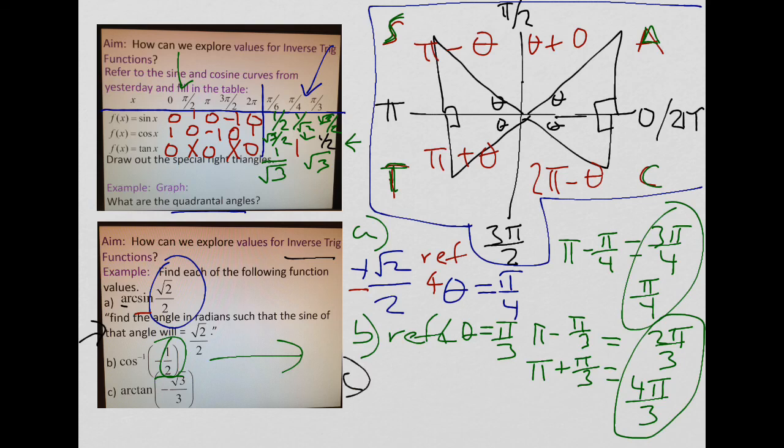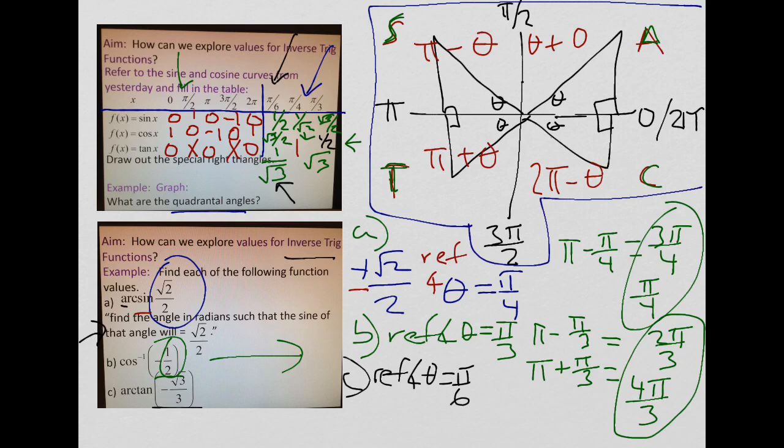C. Okay, tangent, radical 3 over 3. So we said this before. You must know 1 over radical 3 is radical 3 over 3. And that refers to pi over 6, so reference angle, theta, is pi over 6.